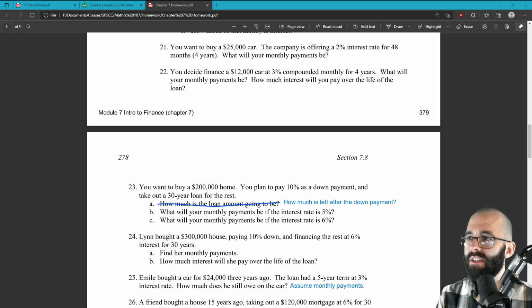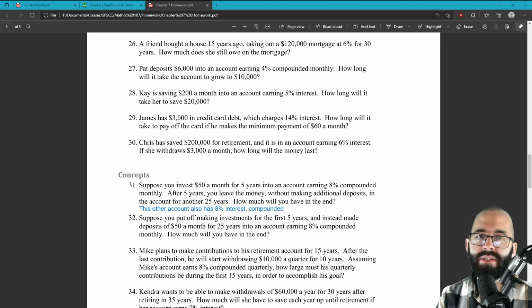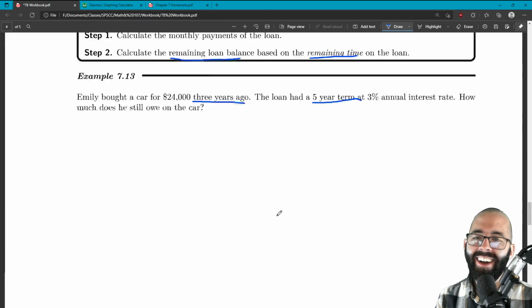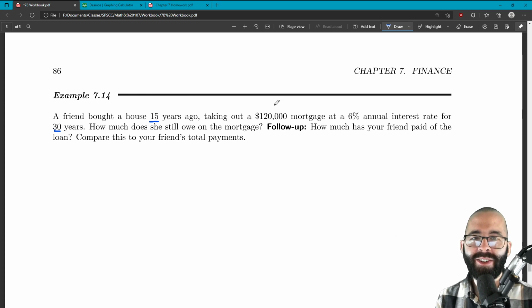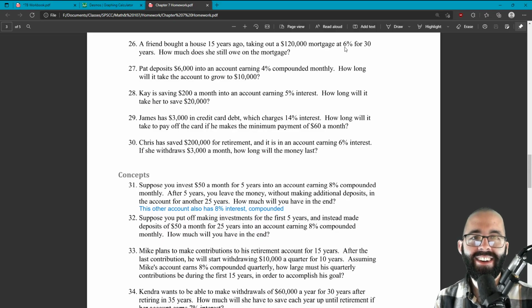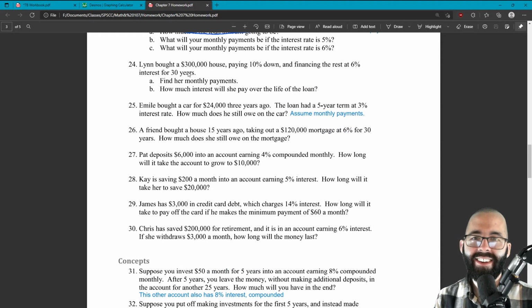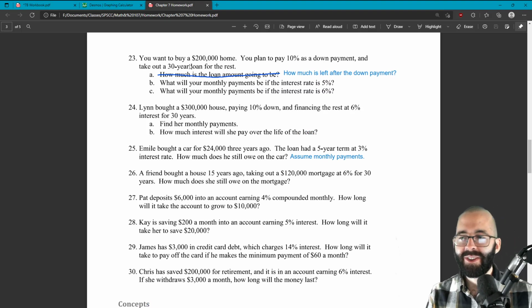Let's also look at 26. Friend bought a house. This is also from the workbook, isn't it? We just did this one. Hold on. 15 years ago, 120K, 6%. Yeah. These are all from the workbook. Let's do 23.